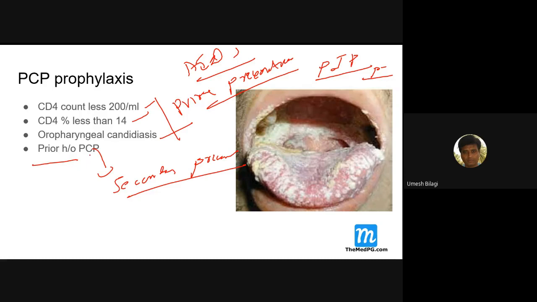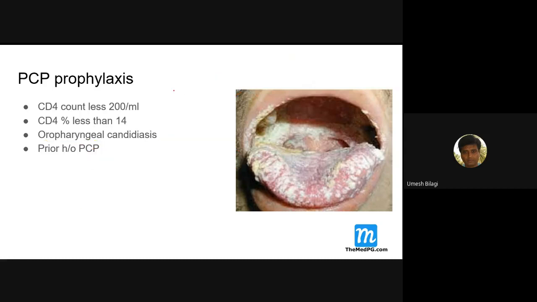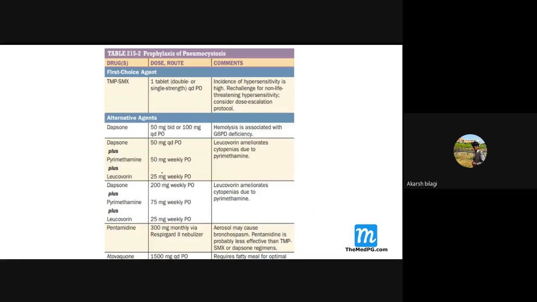Because this patient has a history of PCP. So both these patients should receive PCP prophylaxis. The only thing is the name is different: for this it is primary, for this it is secondary prophylaxis. Are you getting me?